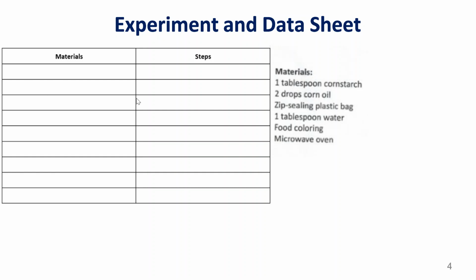Zip sealing plastic bag goes on the third line. 1 tablespoon water goes on the fourth line, food coloring goes on the fifth line, and then a microwave oven goes on the sixth line. So write down all the materials and put them on the left side here in this data table.